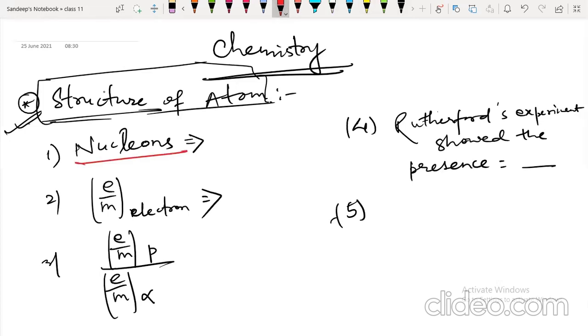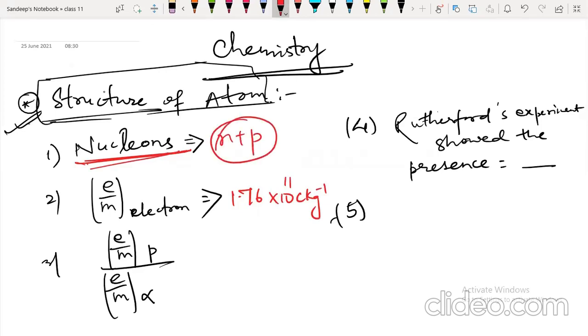E by M ratio for electron is 1.7 into 10 to the power 11 Coulomb per kg. Well done. What are nucleons? Neutron and proton together constitute nucleons. So write down: nucleons are neutrons and protons together. So number of nucleons is also equal to mass number A.